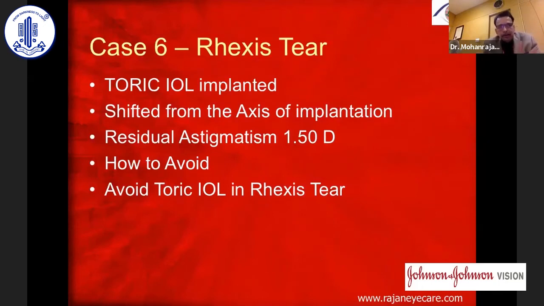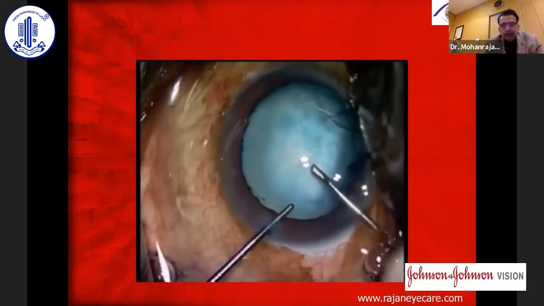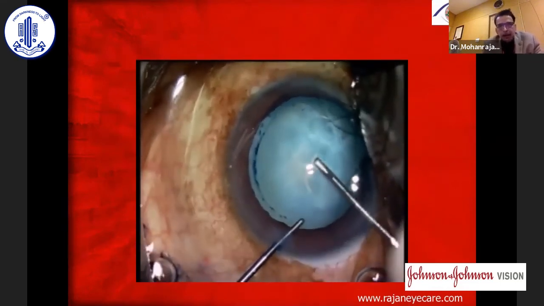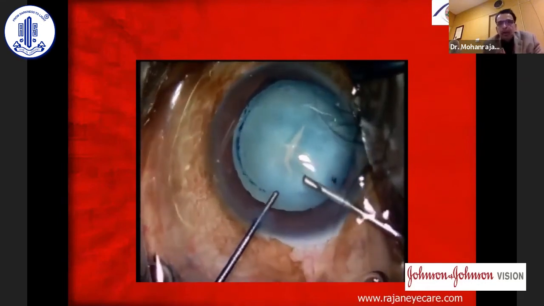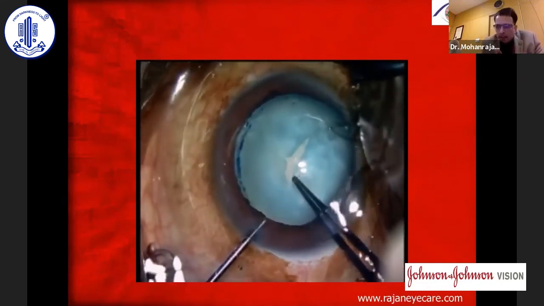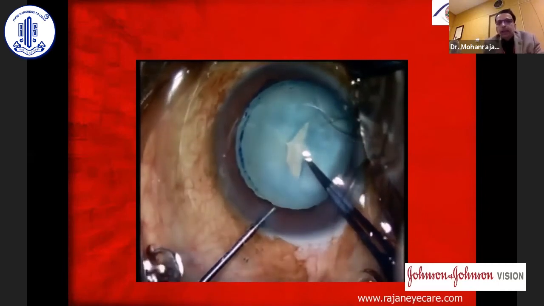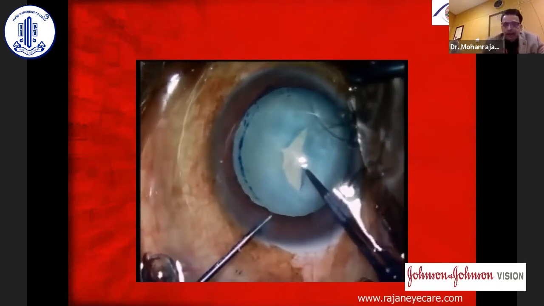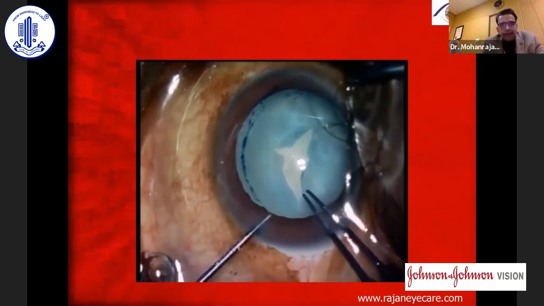A residual astigmatism because a toric IOL was implanted in a Rhexis tear, when the patient had an Argentina flag sign like this. Make sure that patients don't get toric lenses in such situations, because the toric lenses can shift over a period of time because of the lack of bag integrity.